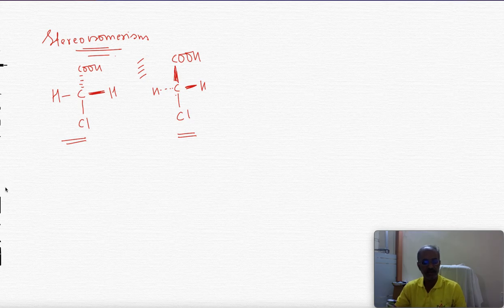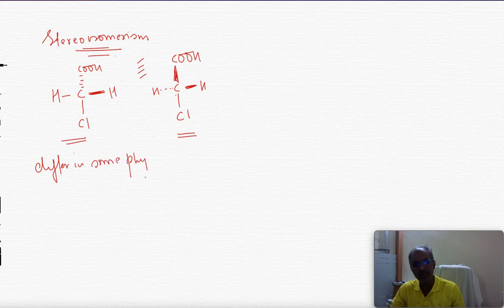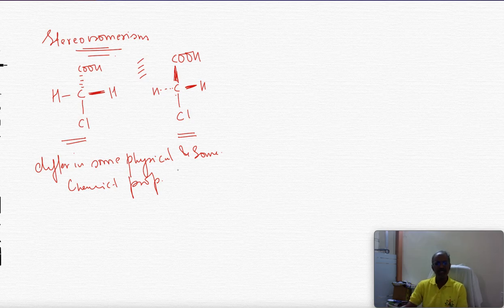Okay? Now in these stereoisomers, basically what happens is that they differ only in some physical properties, some physical and some chemical properties. Not all, we can say it has nearly the same physical properties and chemical properties, right? So that is known as stereoisomerism.